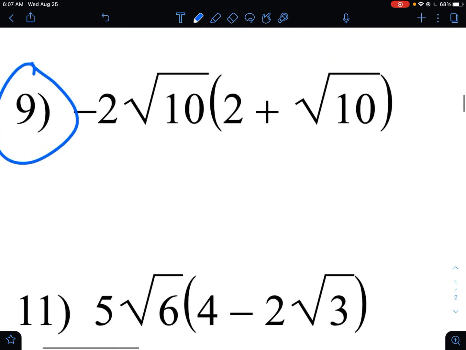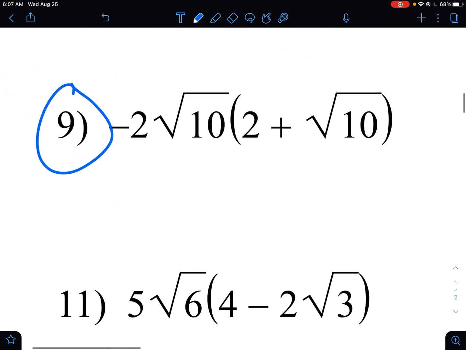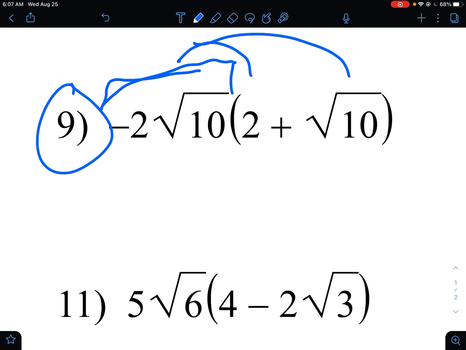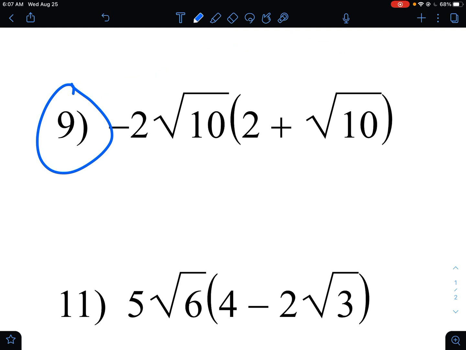Let's jump to 9. As a reminder, you are taking this radical here and timesing by both of these. So see if you can times it in, see if you can simplify it, pause the video, and come back and give it a shot. Come back and check it. Pause, try it out.